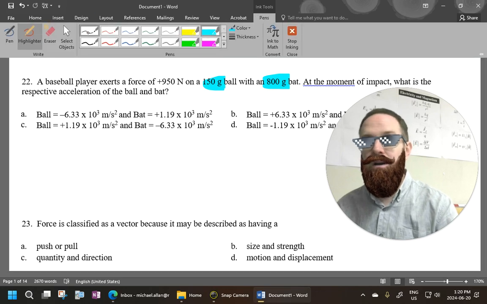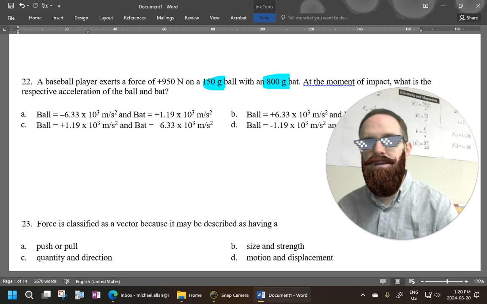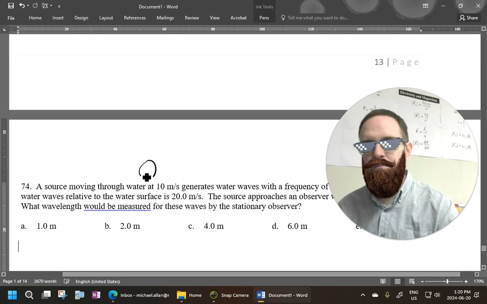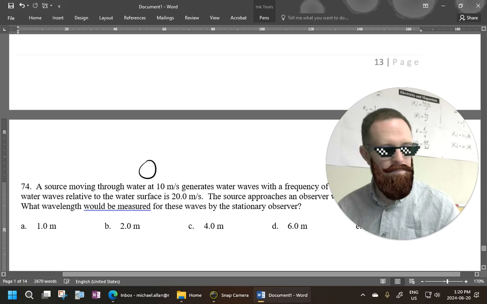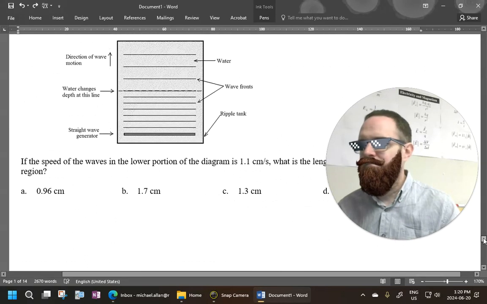Now, if we know our Newton's third law here, if I hit the ball, oh, what was that? Yeah, just one second. Oh, it's getting me right to the bottom.